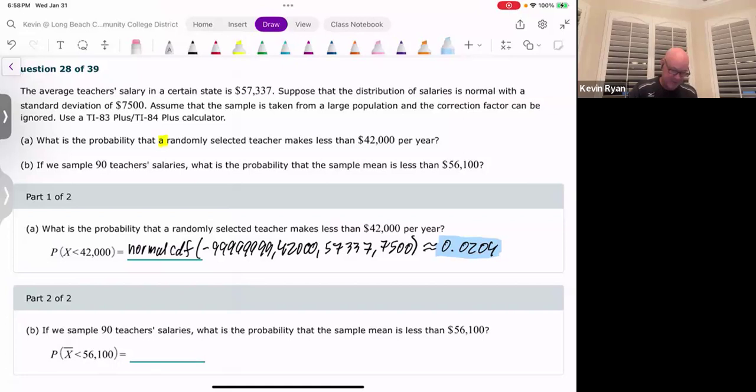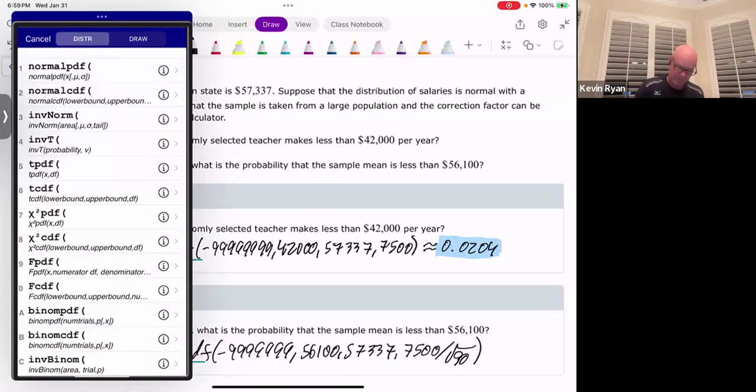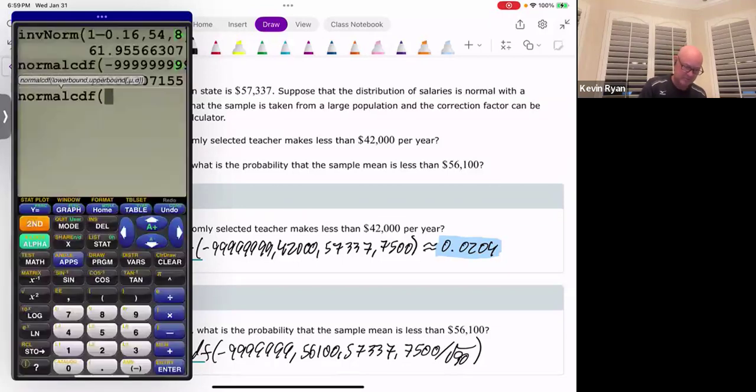Part B, if we sample 90 teachers, now we have a sample, so we're going to have to mess with the standard deviation. What is the probability that the sample mean is less than $56,100? And we have to change the standard deviation by dividing by the square root of the sample size. So in this case, it's 90. Don't forget to change that standard deviation.